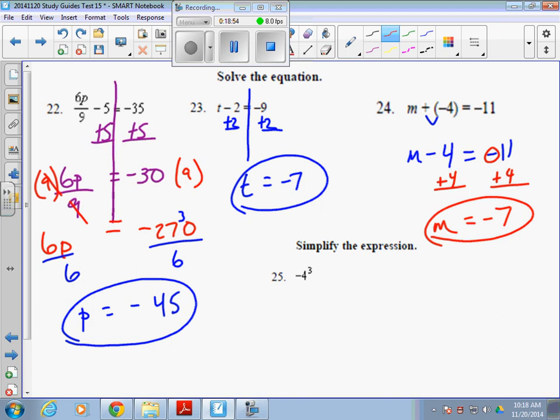And then number 25 says simplify negative 4 cubed. Remember, in this case, negative 4 is not being cubed. Only 4 is. So 4 times 4 times 4, and then that negative is going to come down in front of all of them. We know 4 times 4 is 16, and 16 times 4 is 64. Then that little negative is going to come down and make it negative 64.